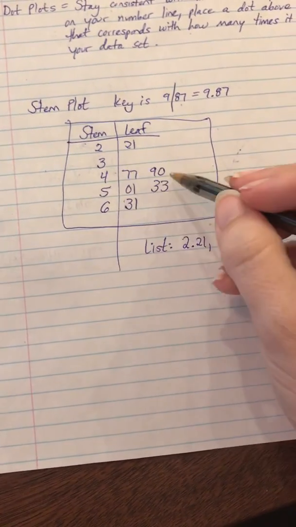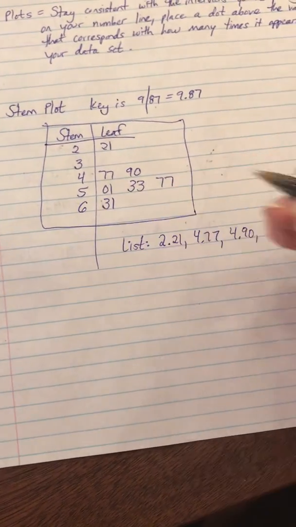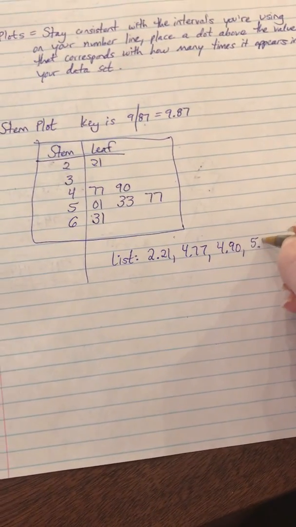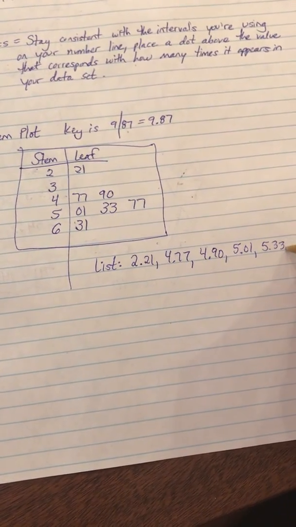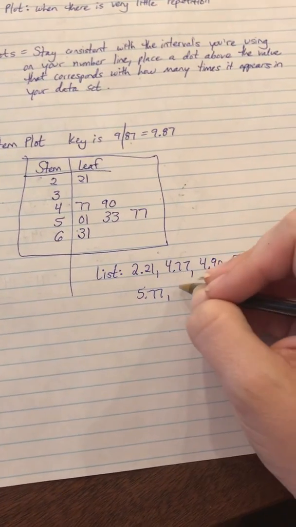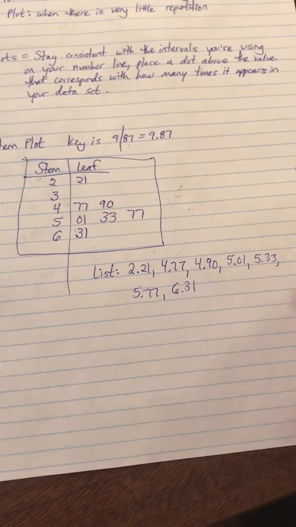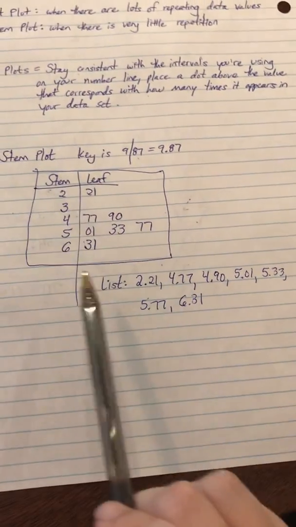And then I have 4.90, 5.01, 5.33, 5.77, and finally 6.31. And that's how I would write a list of the values in my data set just from looking at the stem and leaf chart.